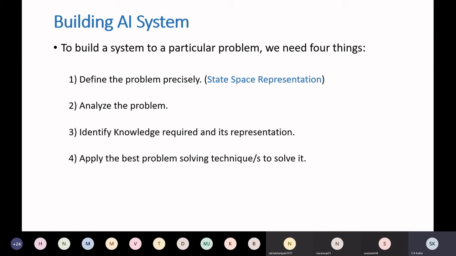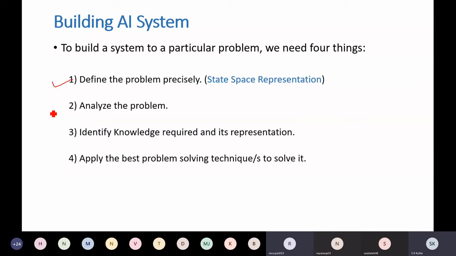We will start with the steps. First, we will discuss the important steps which we have to carry out while solving AI problems. Whenever you are going to build any AI system, in most systems you will have to go through these 4 steps. The first step is to define the problem precisely, and that is what we are going to discuss in today's lecture: state space representation of the given problem.